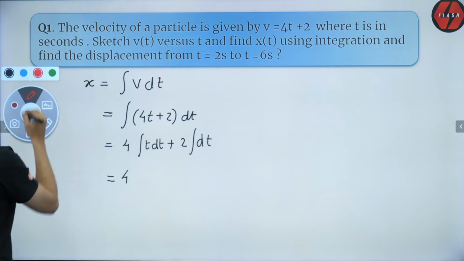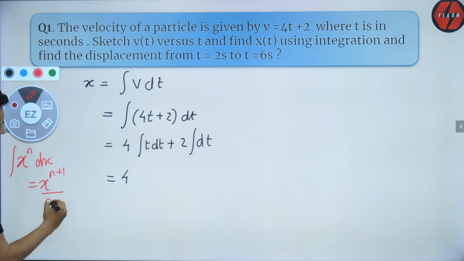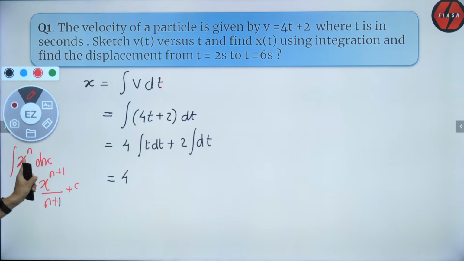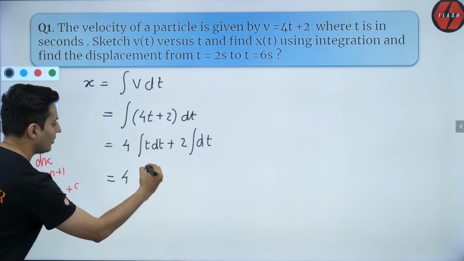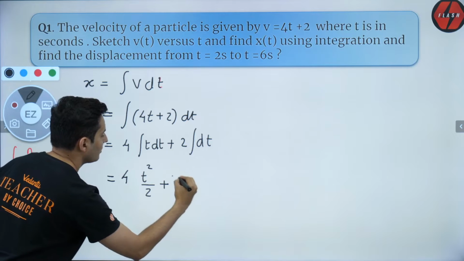Now, what is the integration of t? You have to just use the formula, guys. The integration of x raised to n dx is x raised to n plus 1 upon n plus 1, plus that c. Over here the value of n is 1. Instead of x you have t. That's the only difference. So this will become t raised to 1 plus 1, which is 2, divided by 1 plus 1, again 2, plus 2.